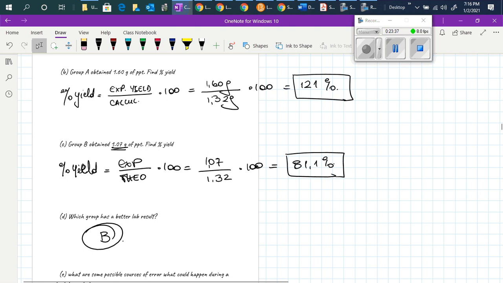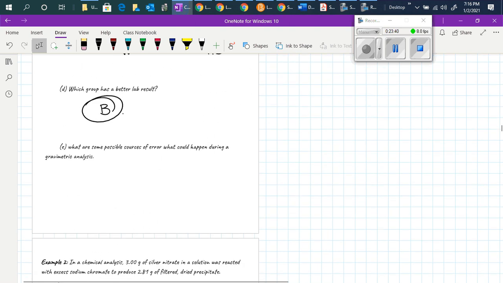Possible sources of error are several. The most common is that the precipitate is not dried properly, so there is water in it. You may have some impurity in the reaction, or, for both A and B, the reaction may not have gone to completion, so it is not completed properly.